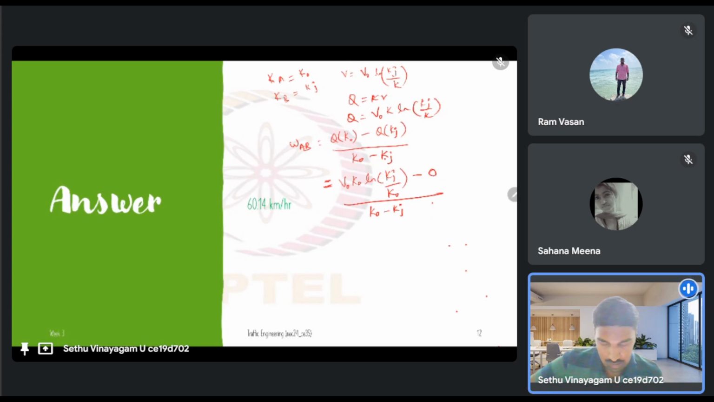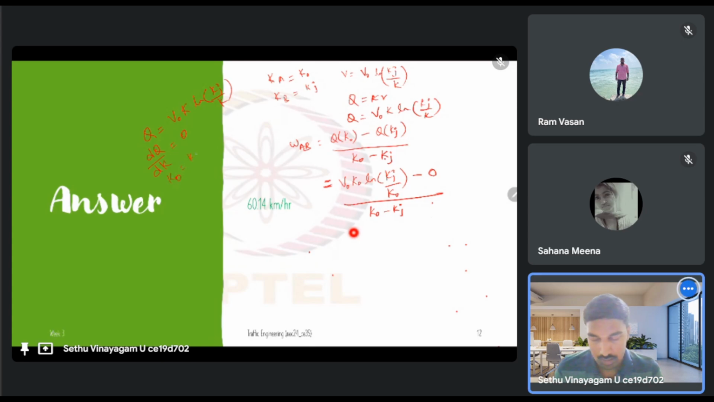Here again, we do not know what K0 is, but we can express it in terms of KJ. How do we do that? How do you find the maximum density? In the last week, we saw how to find the maximum value of a function. We know Q as a function of K. Q is V0 K log Kj by K. To find the maximum, we differentiate it with respect to K and set it equal to 0. I'm not going to derive it. It is easy, you can do it in your free time.